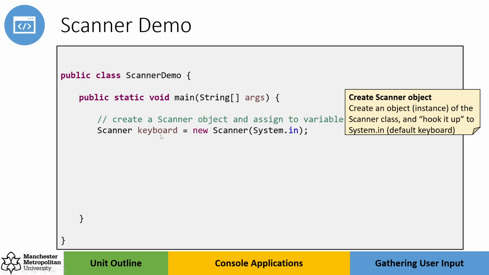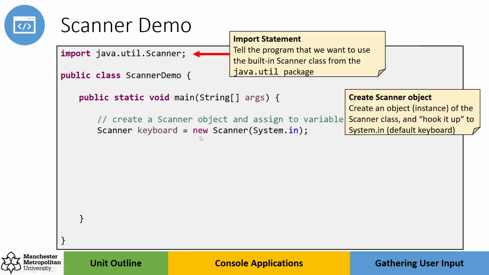So I've created a scanner object called keyboard, and I've set that equal to a new scanner object. And in terms of creating a scanner, one of the constructors for that class asks you to pass in an input stream. If you pass in System.in, that will correspond to the default input stream, which is the keyboard. So what we're saying here is, create me a scanner object called keyboard, set it equal to a new scanner object, which is capable of listening to things typed in at the keyboard. And as I mentioned before, if we want to use this built-in class, we need to import it. So we are importing from the java.util package the scanner class. If you don't import it, you'll get a compile time error until you do import it.